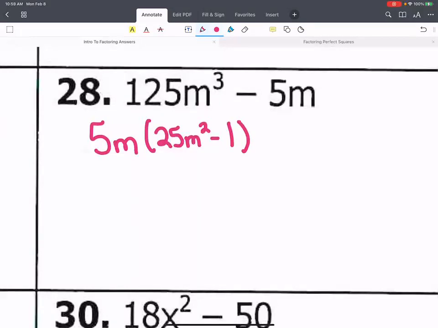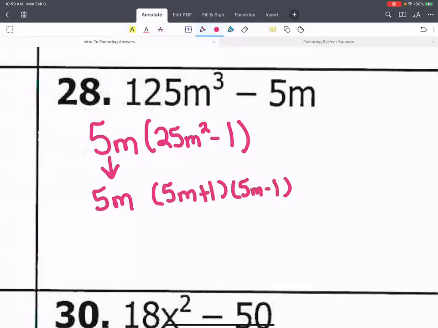Inside the parentheses, do I have difference of squares? Yes. What should I not forget? Don't forget the 5m. Don't forget your quiet kid. Leave them at Kroger or something. That's not good. What's the square root of 25? What's the square root of m? What's the square root of n squared? Sorry. What's the square root of 1? So I got 5m plus 1, 5m minus 1.